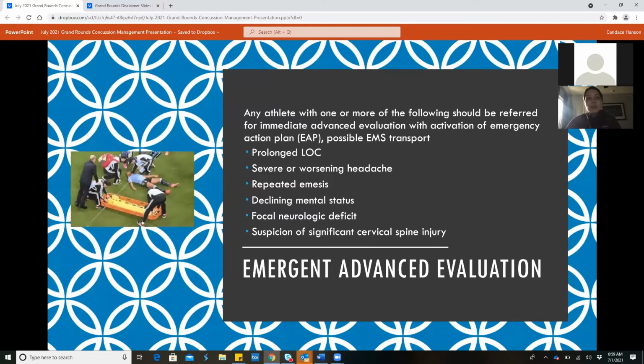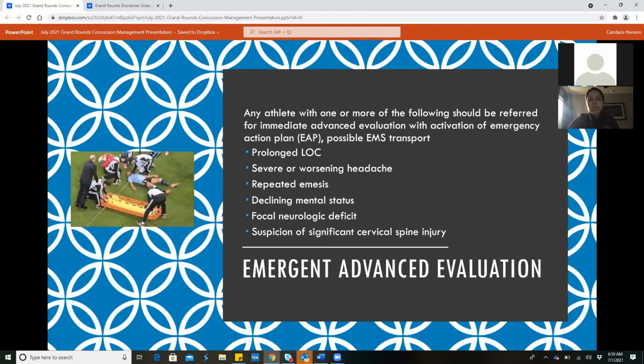Any athlete with one or more of the following should be referred for immediate advanced evaluation with activation of the emergency action plan, possible EMS transport. So, prolonged loss of consciousness. If it's a few seconds, less than a minute, definitely not something to be significantly worried about. But any really long loss of consciousness, where you're not able to wake that athlete, could be an indication of a severe TBI, and they need to be transported.